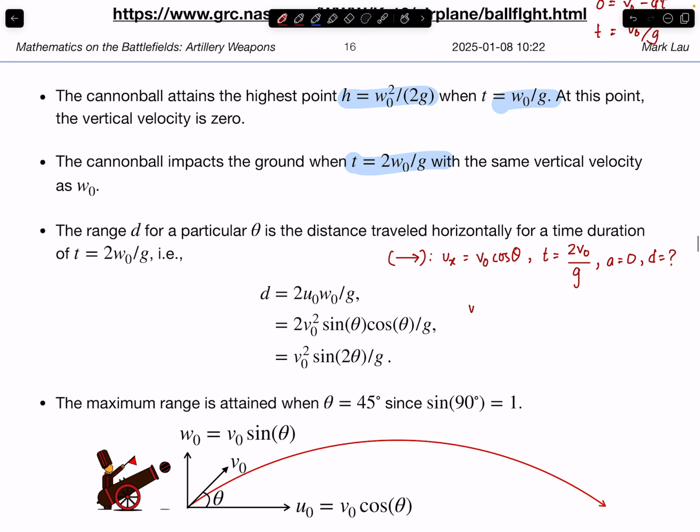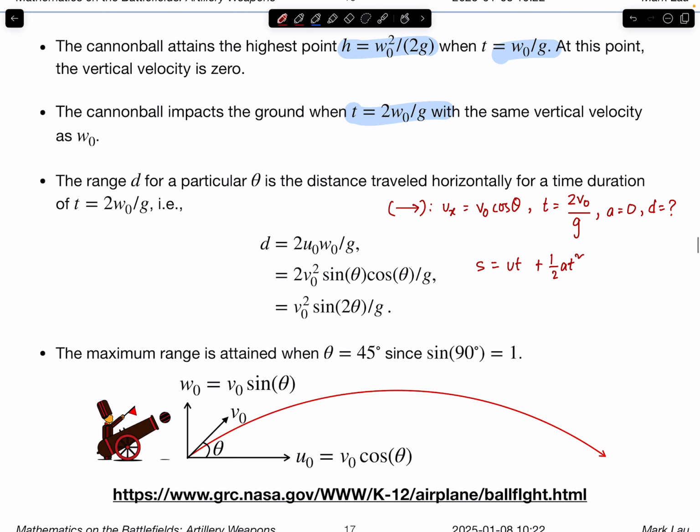Okay, so v square, wait, s equals ut plus half at square. Yes, s is equal to ut plus half at square. Okay, s is d, u is this, half times 0 times t square. So this entire thing becomes 0. So distance equals velocity times time, which is 2v naught divided by g. Is this wrong?